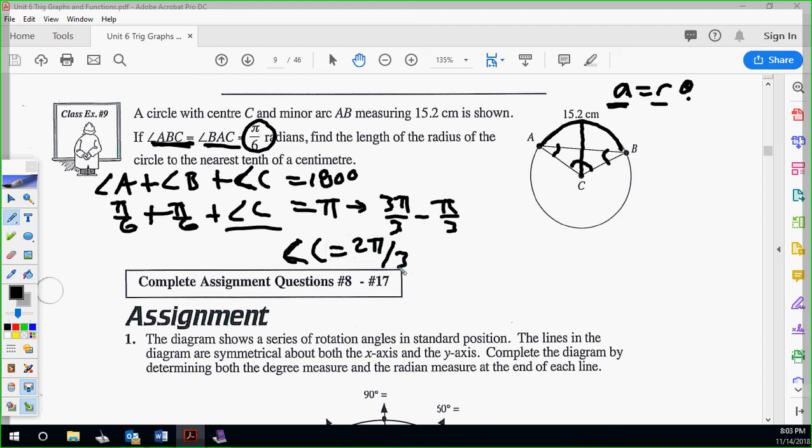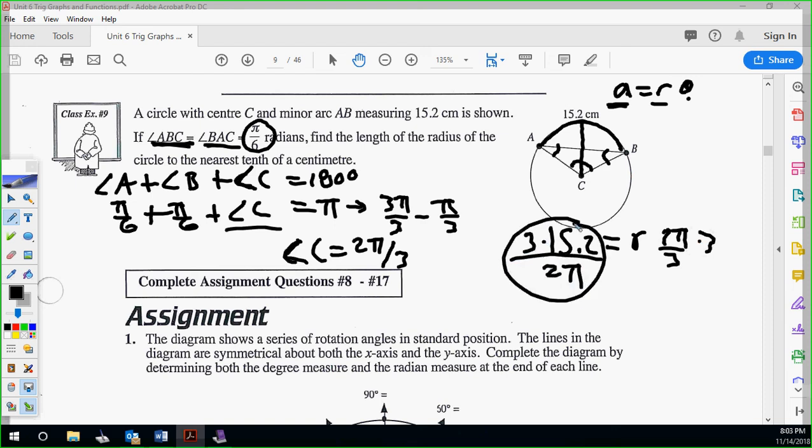Okay? So now by knowing that, we have everything we need to execute our A equals r theta. So we have A, 15.2, equals r, which we don't know and are solving for, times 2 pi over 3. We're simply going to solve for r here, so you can multiply by the 3 if you want and divide by the 2 pi. You calculate that, and you're going to get the radius is 7.3 centimeters. Okay, and that's all for this one.